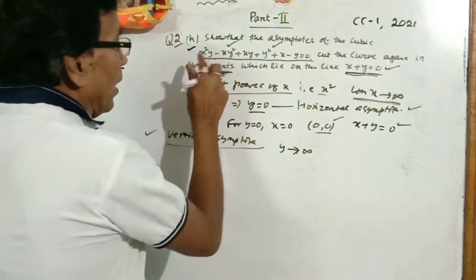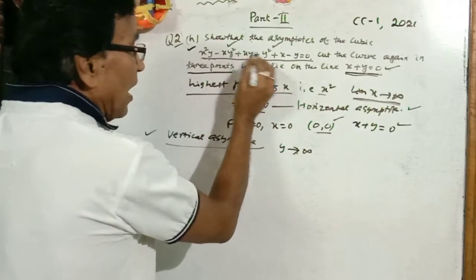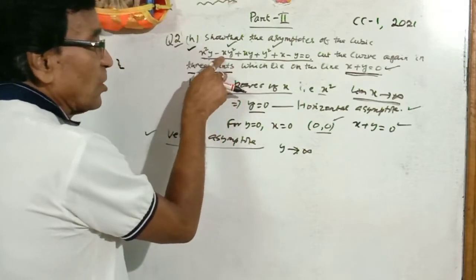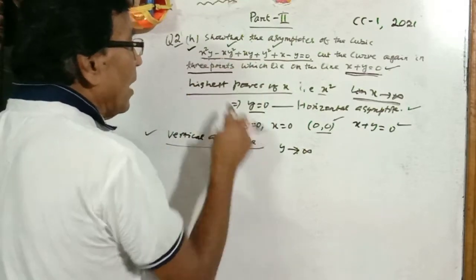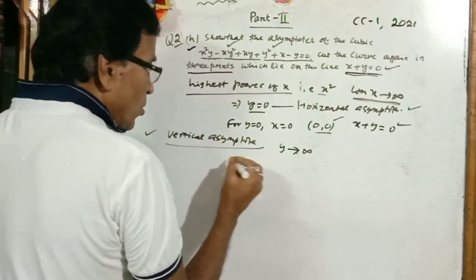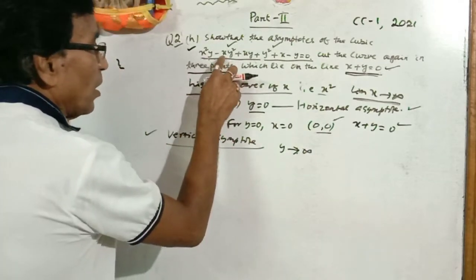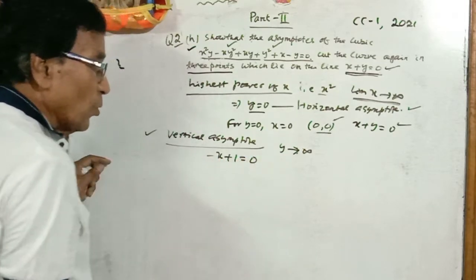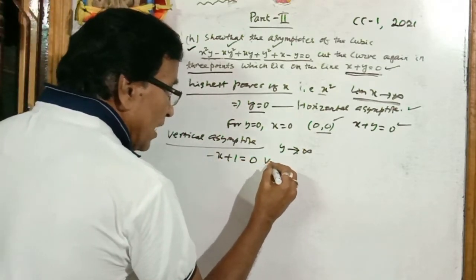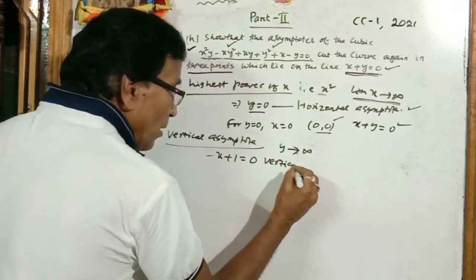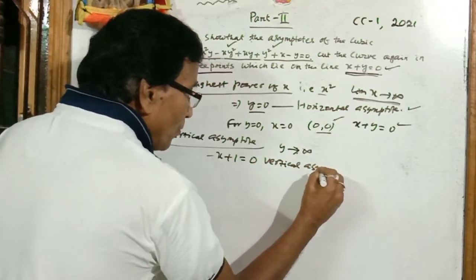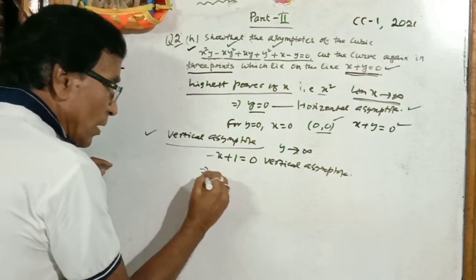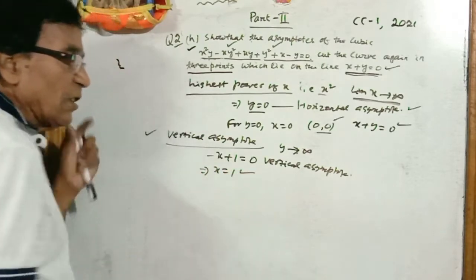So here you see, when you divide this entire equation by the highest power of y, that means by y square, you will get its coefficient as minus x plus 1, and the rest of the terms will tend to 0. So the vertical asymptote is minus x plus 1 is equal to 0. So the vertical asymptote is x is equal to 1.